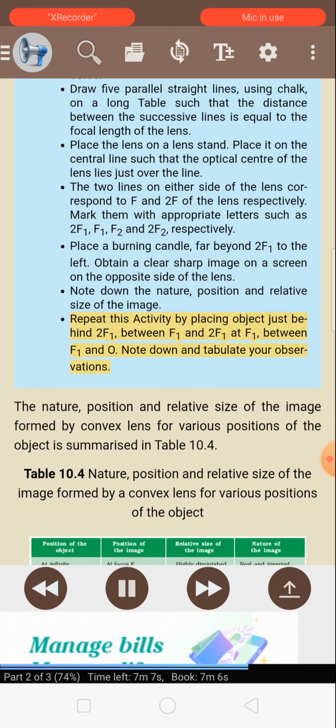Repeat this activity by placing the object just behind 2F1, between F1 and 2F1, at F1, and between F1 and O. Note down and tabulate your observations. The nature, position, and relative size of the image formed by a convex lens for various positions of the object is summarized in Table 10.4. Table 10.4: Nature, position, and relative size of the image formed by a convex lens for various positions of the object.